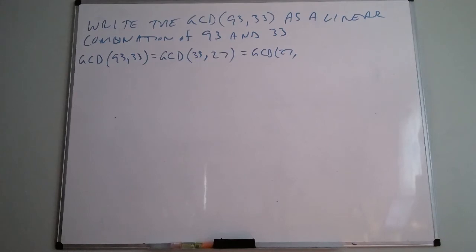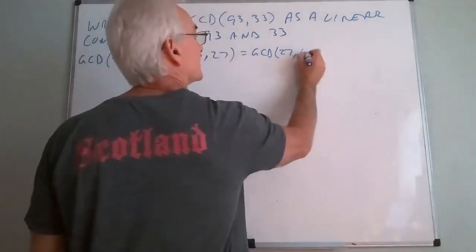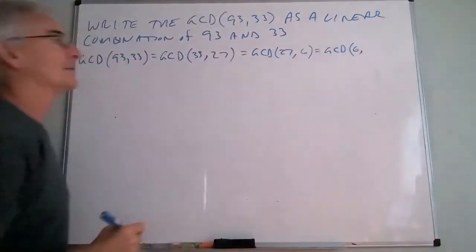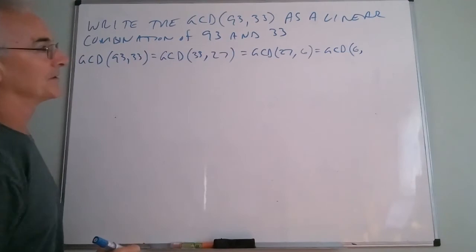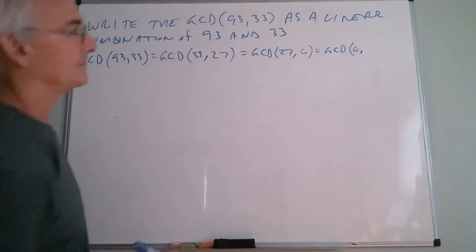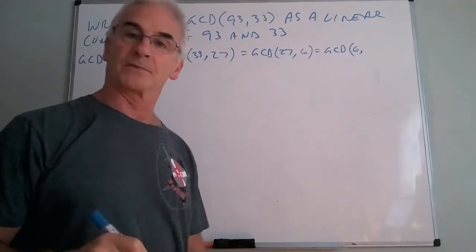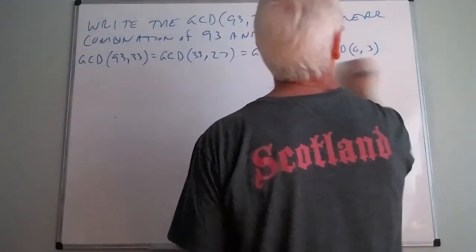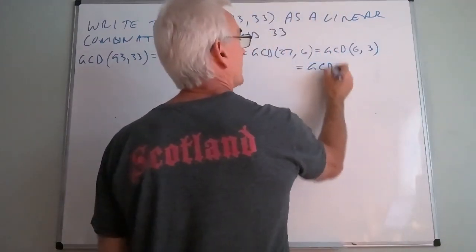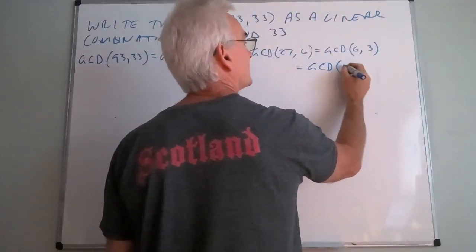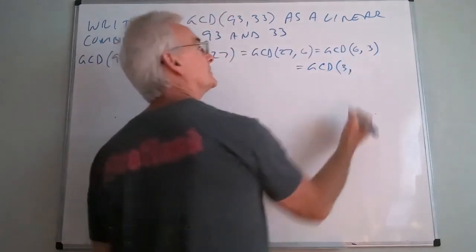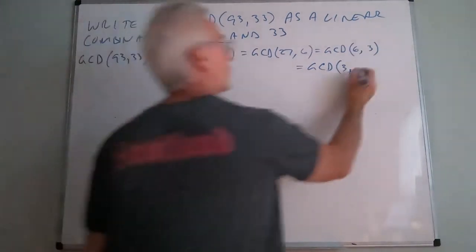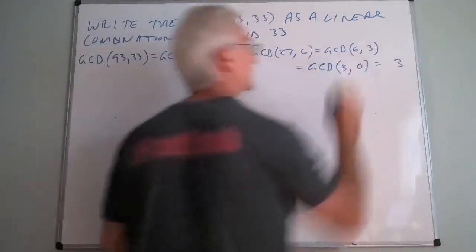27 goes into 33 once with the remainder of 6. 6 goes into 27 how many times? Like 4 times, with the remainder of 3. I'm going to run out of room. And 3 goes into 6 exactly 2 times with the remainder of 0. Therefore, the answer is 3.